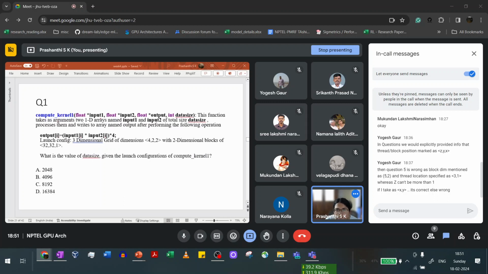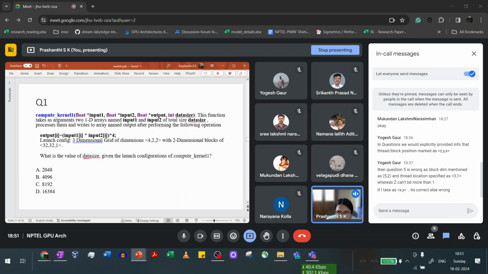Compute kernel 1, which takes input 1 and input 2 and gets you an output, takes as arguments two 1D arrays named input 1 and input 2 of total size data size, processes them and writes to an array named output after performing the following operation: output[i] = input 1[i] * input 2[i] * 4. Launch config: three-dimensional grid of dimensions 4, 2, 2 with two-dimensional blocks of 32, 32, 1.